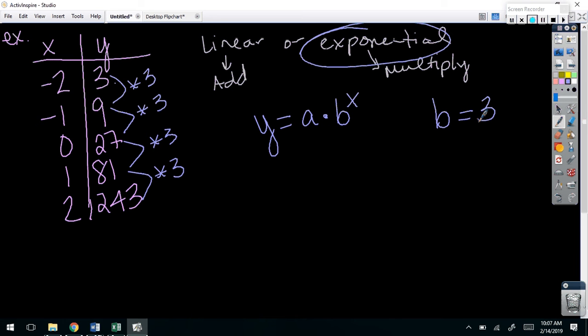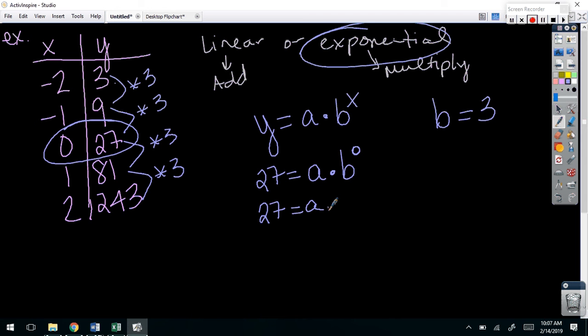So what point should I use to plug in? 0, 27. If you have a 0, that's always your easiest to use, right? So 27 equals a times b to the what? 0. So a equals what? So a equals 27. So what is your equation? y equals 27 times 3 to the x. Don't multiply those two together. Leave them written like that. Does that make sense to you?